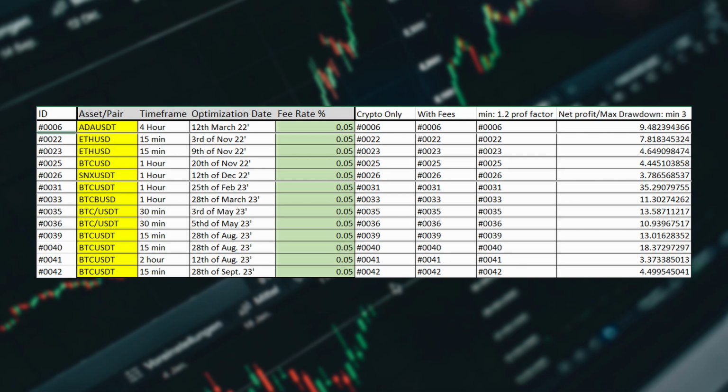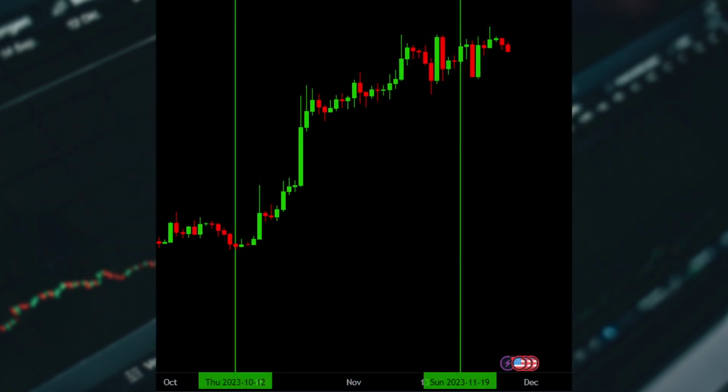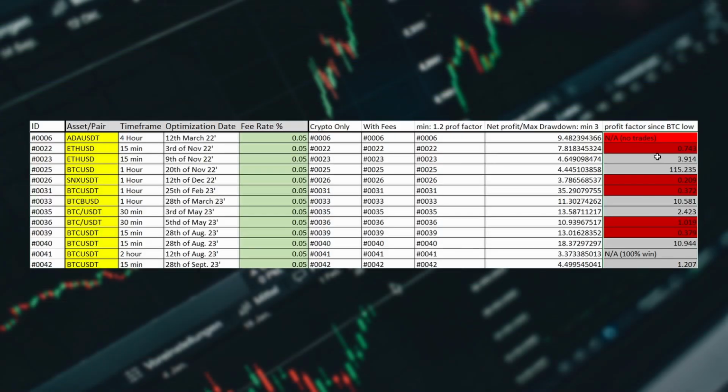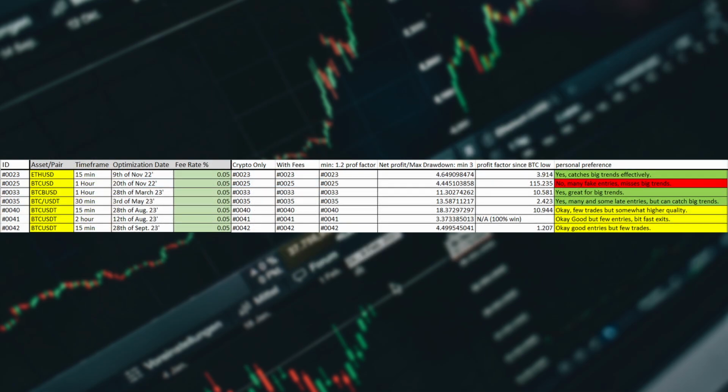Moving on. Recently Bitcoin had a nice run up from the 12th of October till the 19th of November, so in the next step I checked how each optimization performed in this period, as this is the most recent bullish market period. Every result that had less than 1.2 profit factor in this period will be eliminated. As a result, I had to let go of optimizations with the ID of 6, 22, 26, 31, 36 and 39. And finally, I analyzed the remaining 7 optimizations by myself.